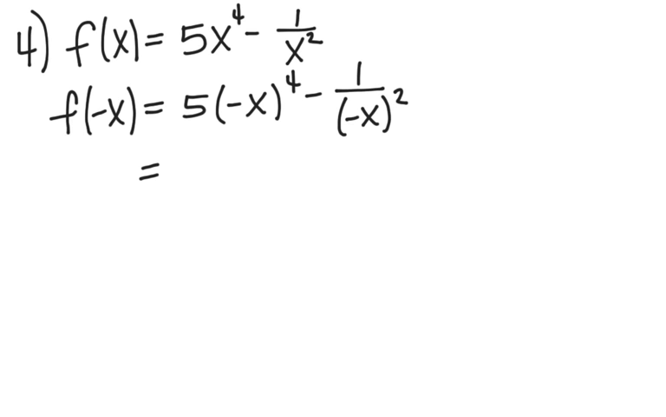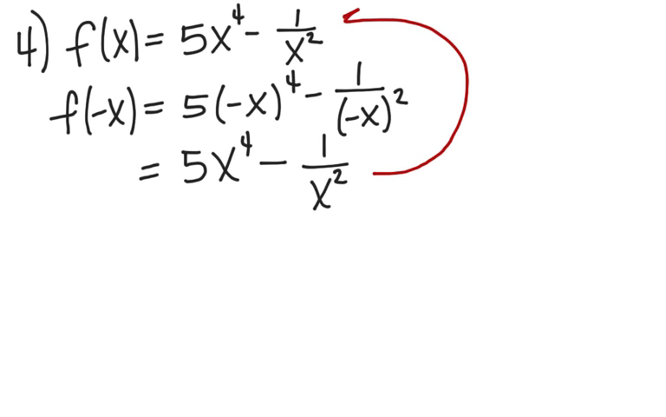So simplify. Again, we've got negative x raised to the 4th power, which would be equivalent to just x to the 4th power. So 5x to the 4th. And then the negative x, once you square it, will turn positive and be the same as just x squared. So we end up with 5x to the 4th minus 1 over x squared, and compare it to the original. Are these functions the same? Yes, they are on this one.